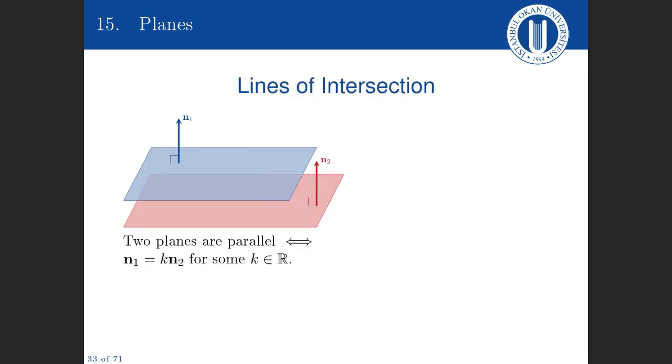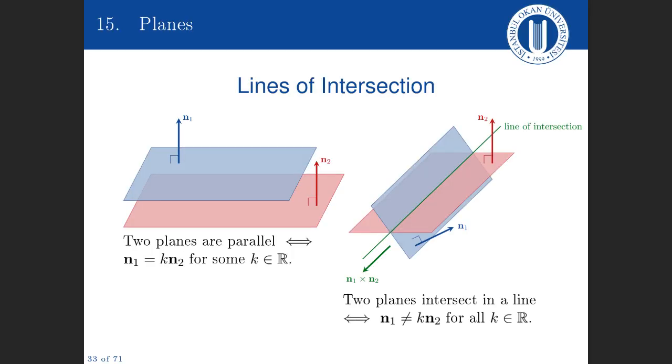Let's talk about lines of intersection. Two planes are parallel if and only if the normal vector of one plane is just a number multiplied by the normal vector of the other plane. And if they're not parallel, that means they intersect in a line. Assuming they're different planes, they intersect in a line if and only if n1 is not equal to some number k times n2 for any number k.